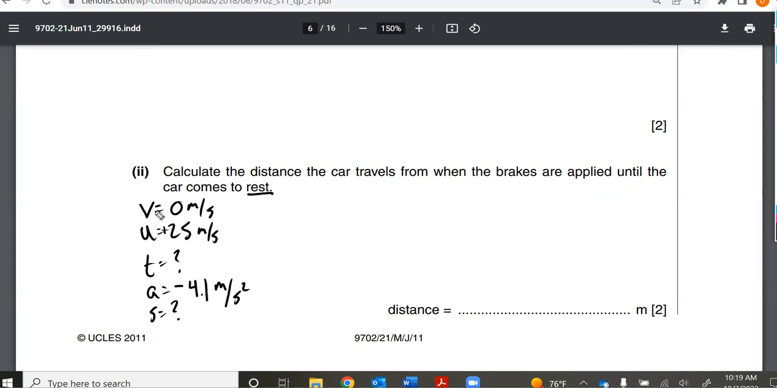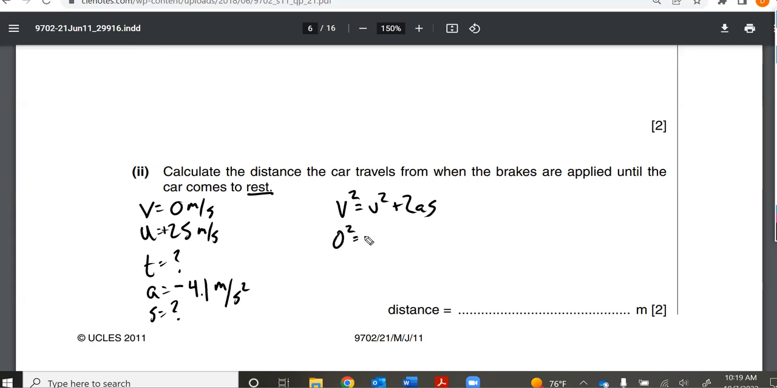One of the ways we could solve this is to calculate the time it would take, and then plug that back into some other equation of motion. But there is an equation of motion that relates final velocity, initial velocity, acceleration, and distance. If you've got good, accurate notes, you could find this equation and realize that's the equation that doesn't contain time. So we don't care about time. We're not asked to solve for it. Let's just use this one.